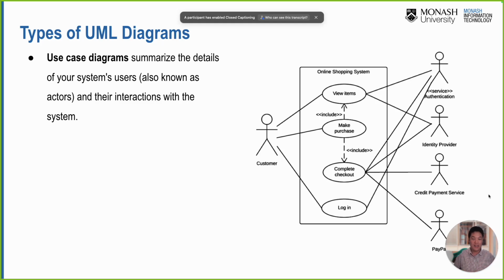The first one is the use case diagram. Basically, the use case diagram summarizes the details of your system users and their interactions with the system. That means, how does a user use the system? Easy like that. As you can see in this figure, you will see customer, service authentication, identity provider, credit payment service, PayPal. These are the actors of the system, and the whole use case is called the online shopping system. That's the boundary of the system. The circle indicates the use case. There are 4 use cases here. First, view item. Second, make purchase. Third, complete checkout. And the fourth one, login. This is an example, and I will go through the details later.